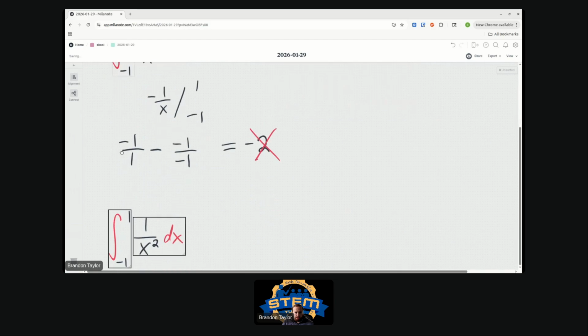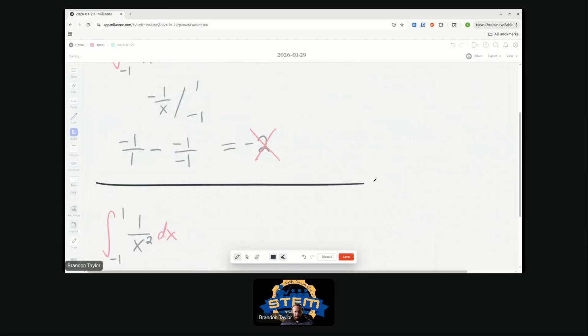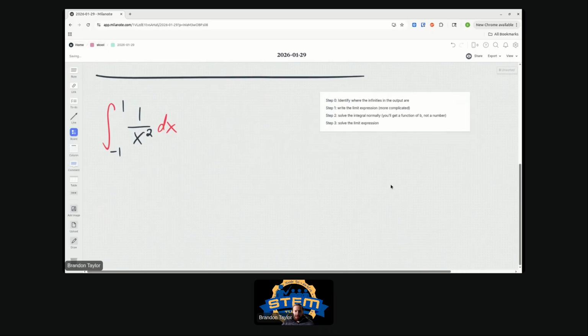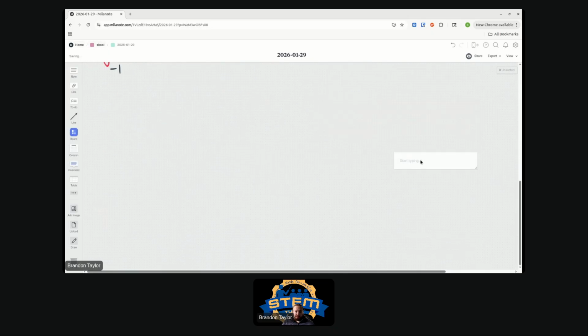Let me actually pull this down. So remember, that method above is wrong. We can't do that because this actually is improper. And this is kind of the unfortunate part, by the way. Here's what I'll say about type 2.